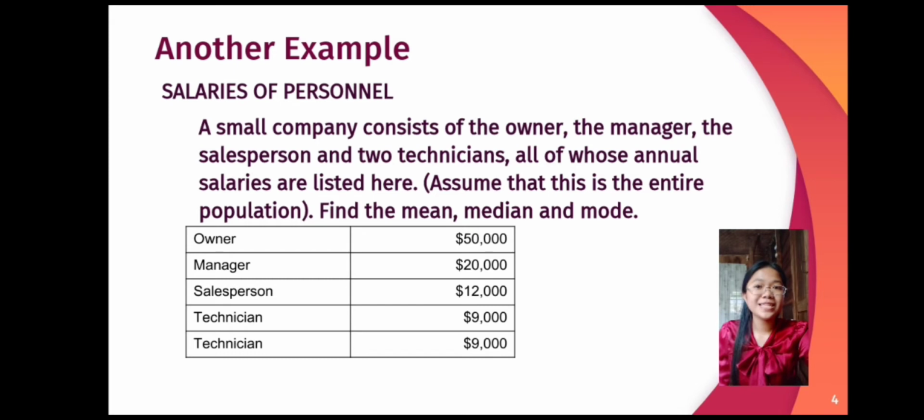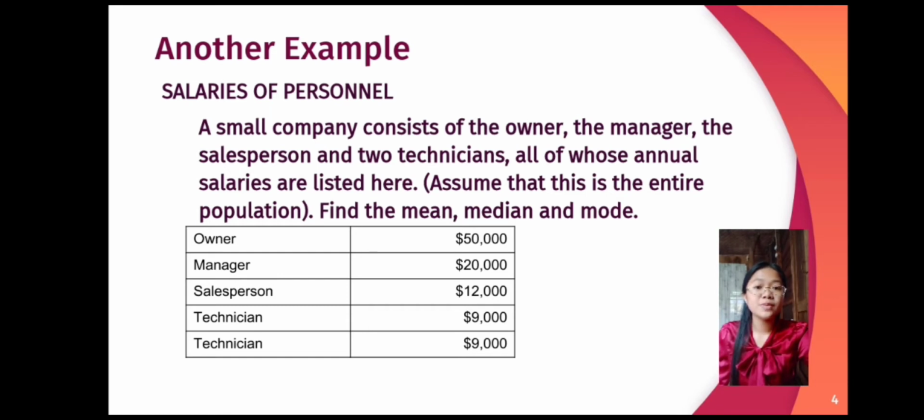Small salaries of personnel. A small company consists of the owner, the manager, the salesperson, and the 2 technicians, all of whose annual salaries are listed here. Assume that this is the entire population. Find the mean, median, and mode.